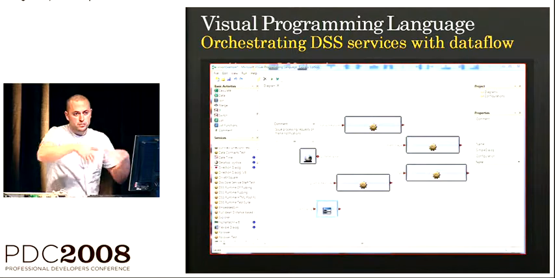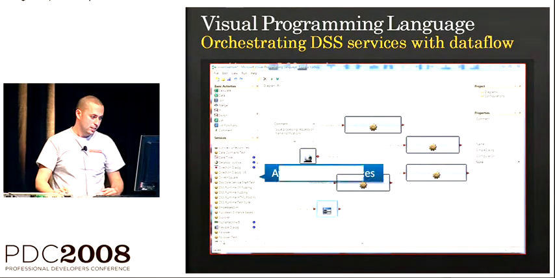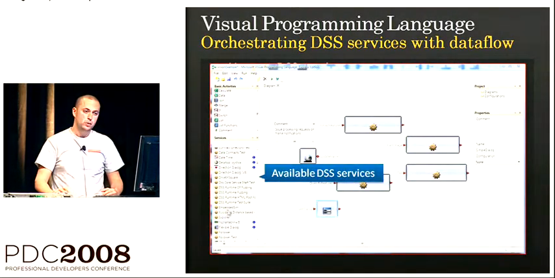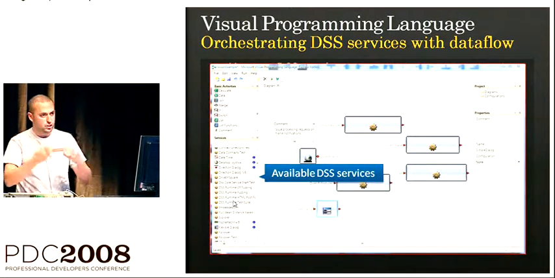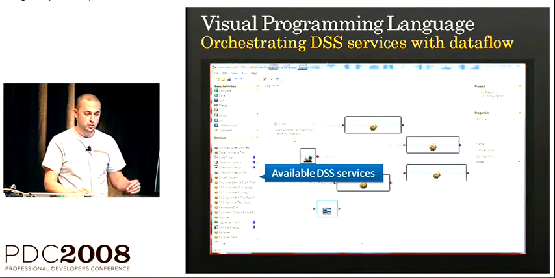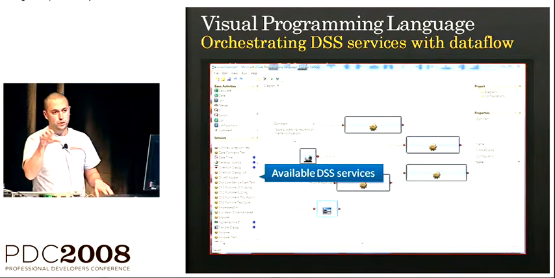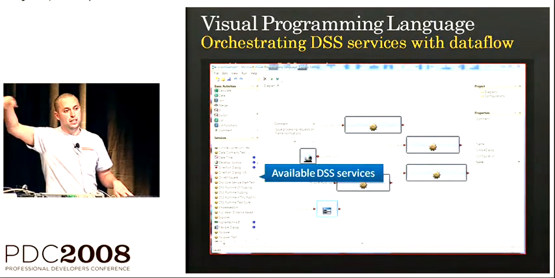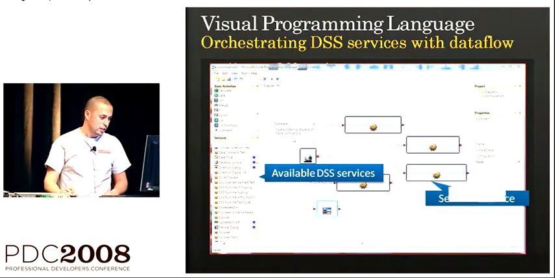So here's a visual of the visual language. On the left are the available DSS services. They're assemblies. They're just .NET assemblies. We go on the disk, we grovel through them, and we find all kinds of interesting things about them. They're self-documenting. They have a URI that points to their MSDN documentation page.